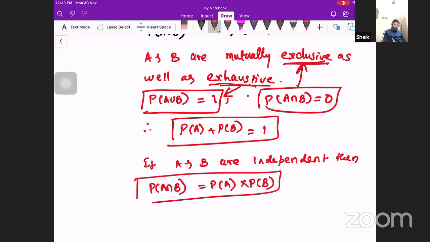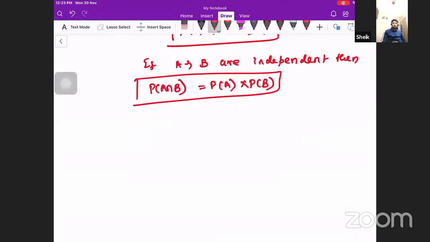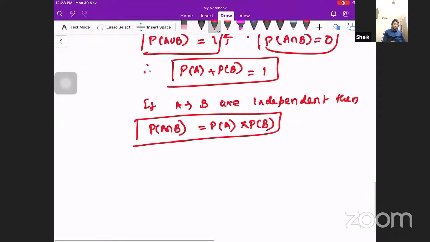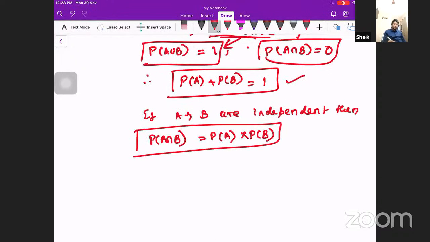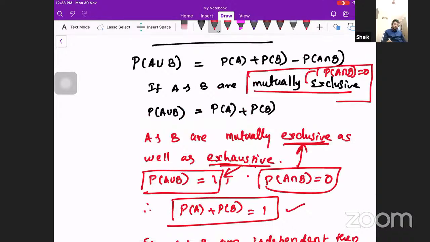This is another important MCQ, my dear. If A and B are independent, then what is P of A intersection B? It is equal to P of A into P of B. It's another important MCQ. This is one important MCQ, and this is another important MCQ. And this one, mutually exclusive, is also another important MCQ, my dear.